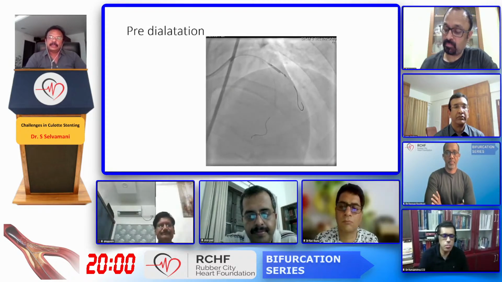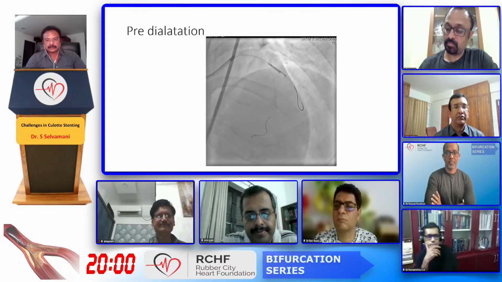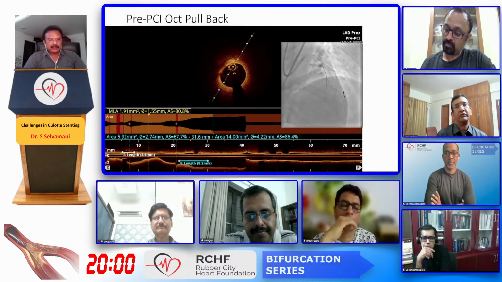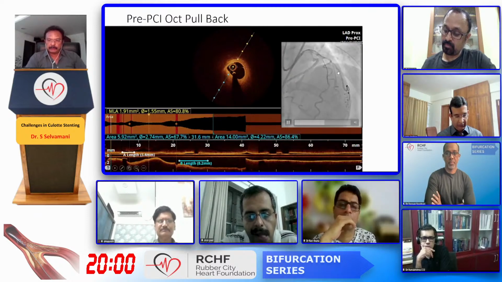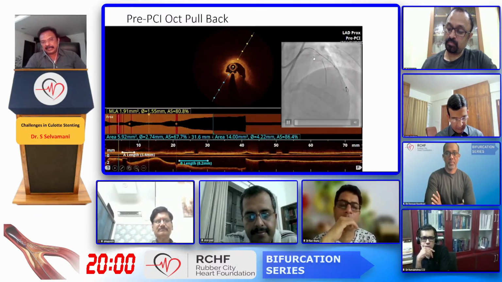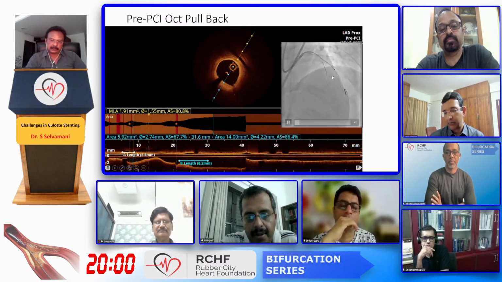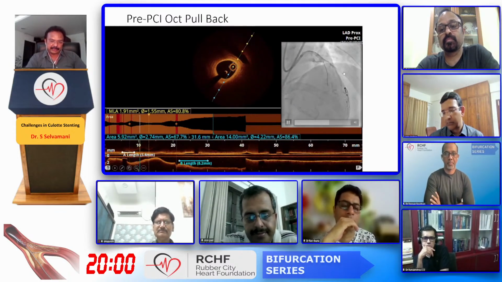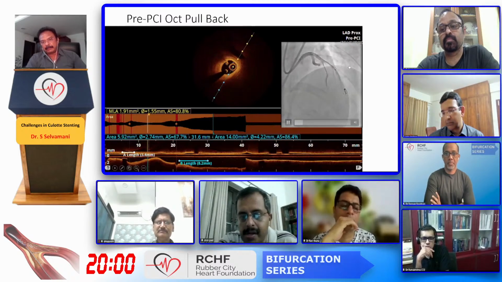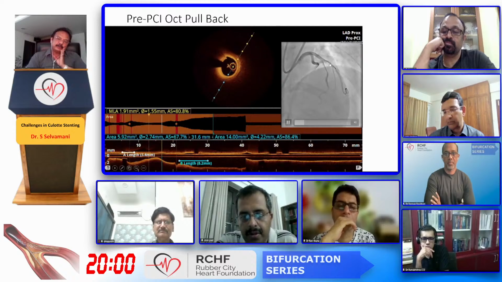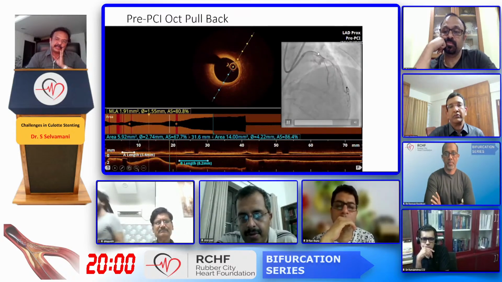But anyhow, we thought of doing a Culotte in this case, so we dilated the diagonal. And I did an OCT from the diagonal there. And of course, from the OCT, you know the reference diameter and all. LAD was almost more than 4, and diagonal was probably around 3 or 2.75 there. So the only challenge is, can you bring up this 3 or 2.75 size stent to 4, is the question here.